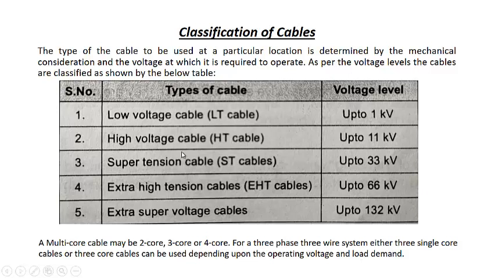Now, classification of cables usually depends upon the location and mechanical considerations. As per the voltage level, we can classify the different cables like this. Low voltage cables, known as low tension or LT cables, are used up to 1 kV. High tension or HT cables are used up to 11 kV. Super tension, ST cables, are used up to 33 kV. Extra high tension, EHT cables, are used up to 66 kV.